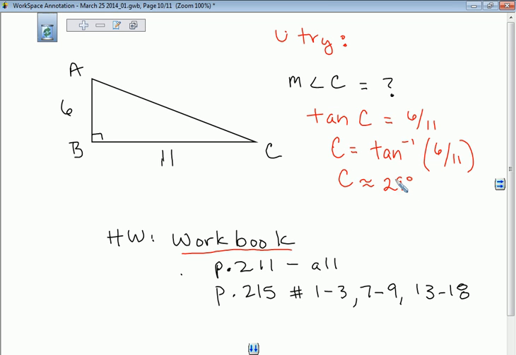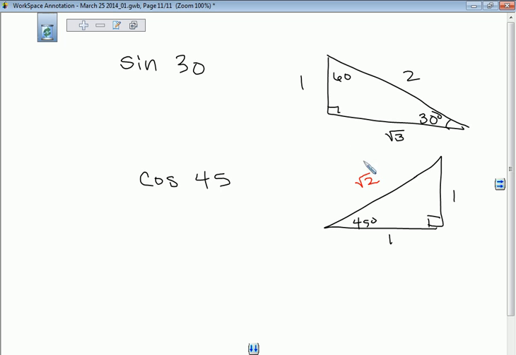All right. Tonight's homework, guys, is practice with basic problems. Part of this homework is page 211 out of your workbook and page 215. Part of it is where it tries to combine what we already know about special right triangles with what we talked about today and yesterday about right triangle trig. Let's look at how they could give us that combo.